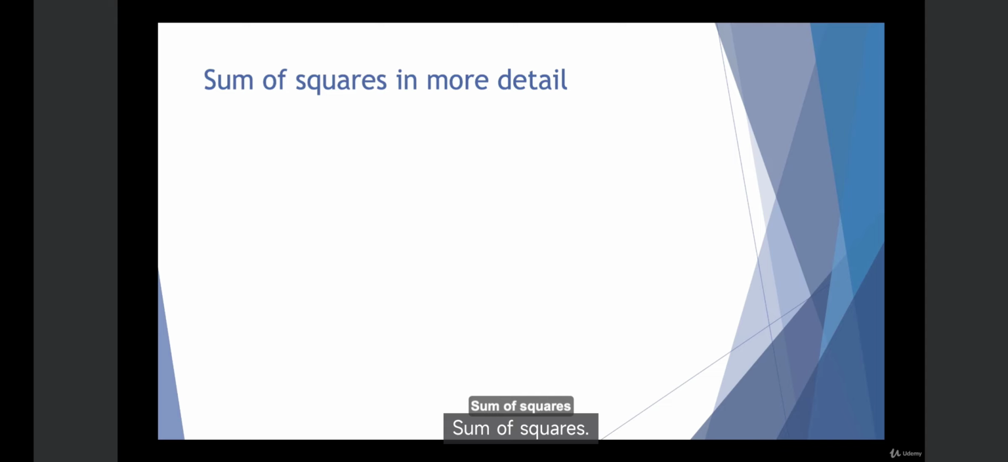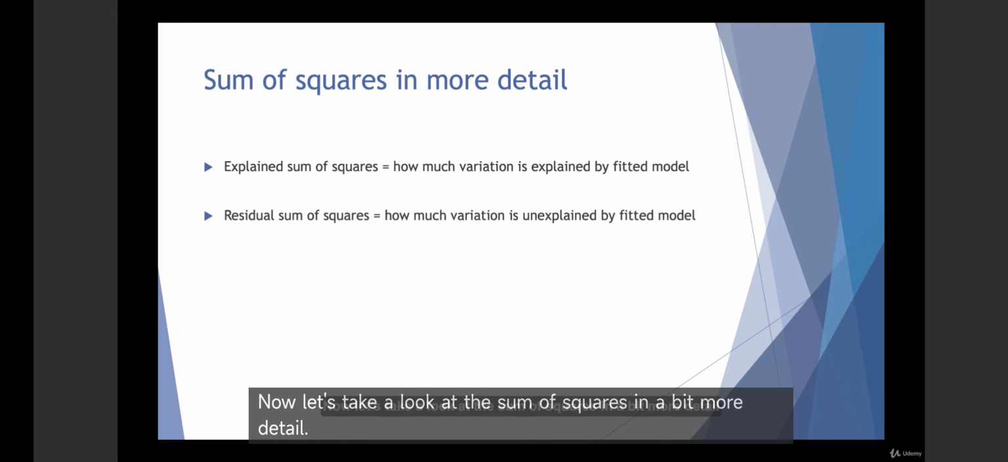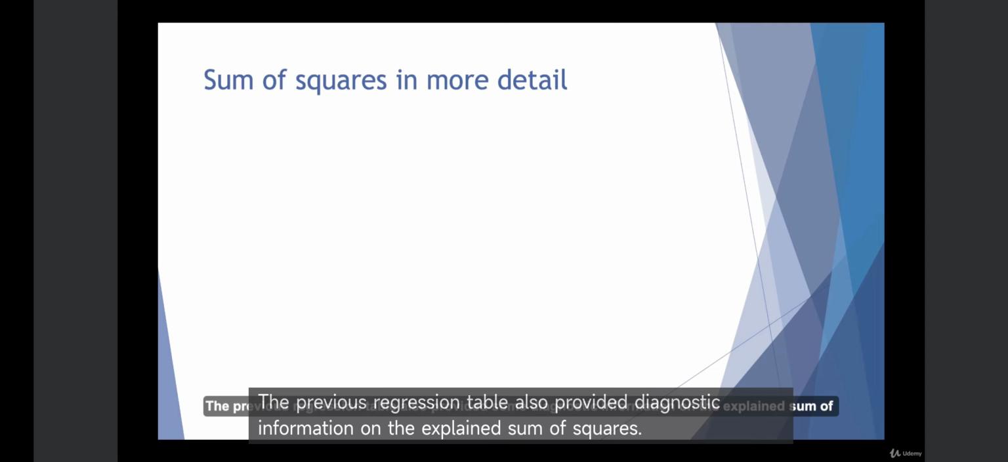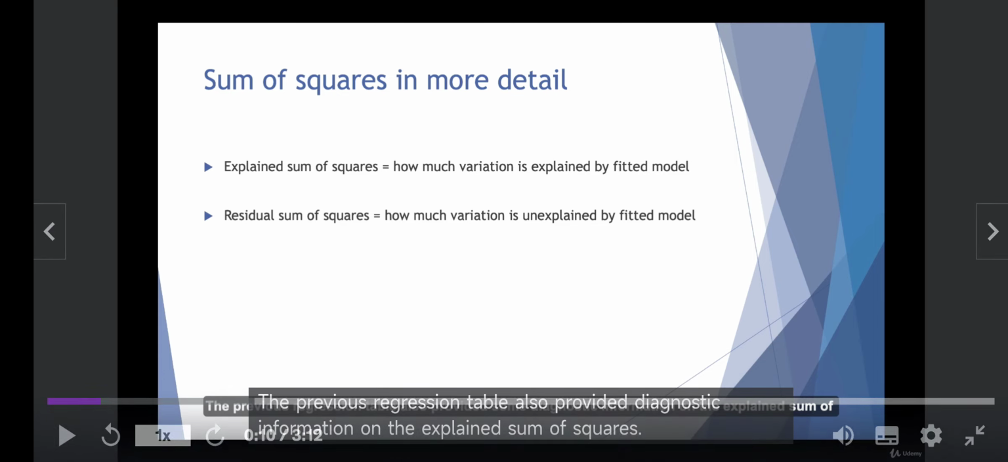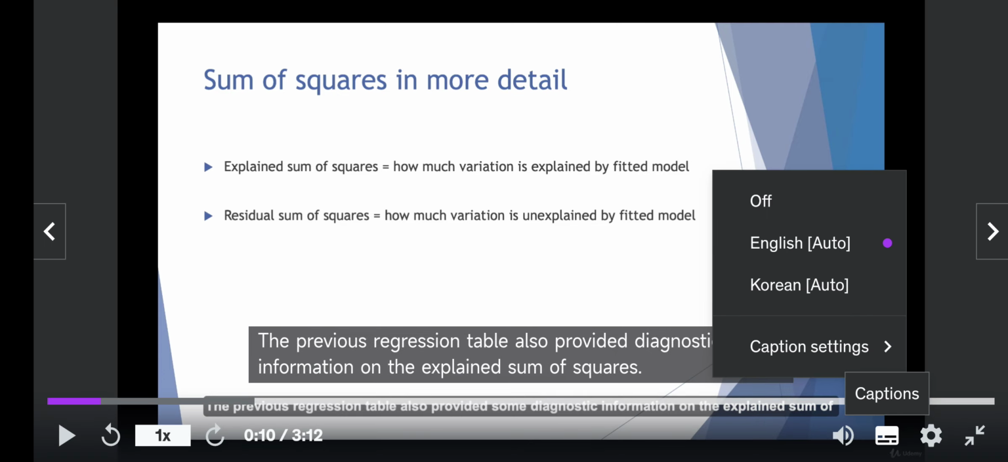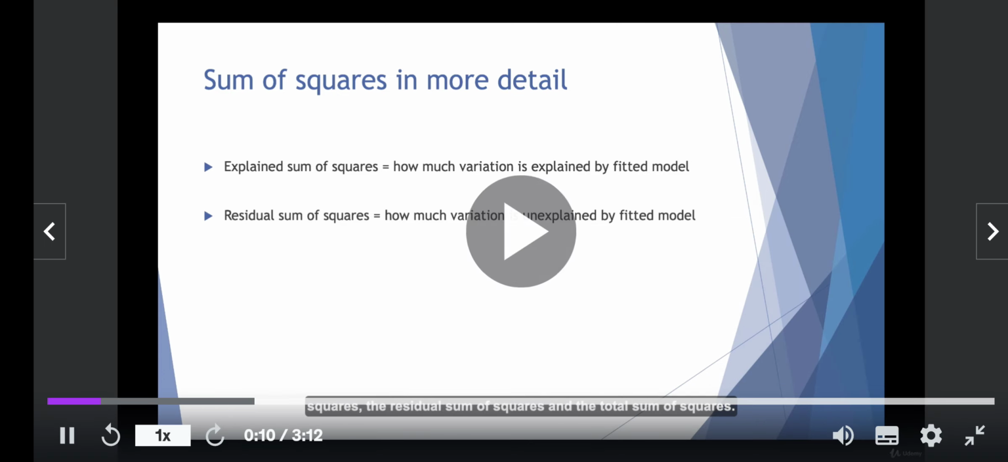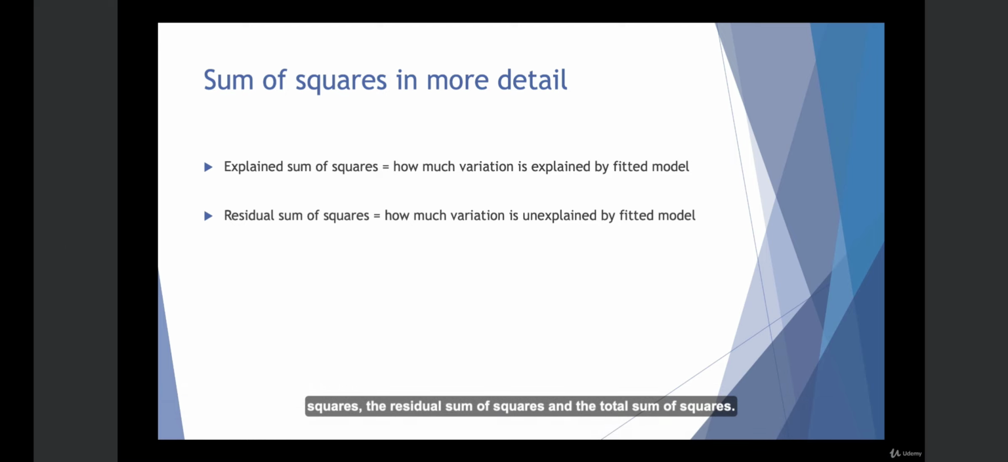Sum of squares. Now let's take a look at the sum of squares in a bit more detail. The previous regression table also provided diagnostic information on the explained sum of squares, the residual sum of squares, and the total sum of squares. These values indicate how much variation is explained by the fitted model, how much variation is unexplained by the model, and how much total variation there is in the data.